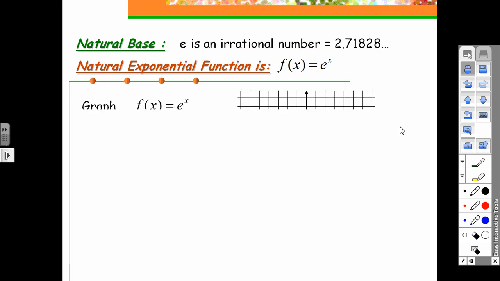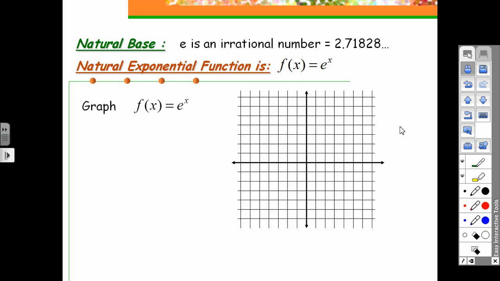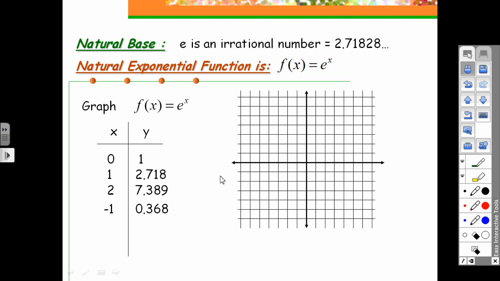Okay, so if you are asked to graph an exponential function with the base e, it's the same process that we did before. So if you plug in the numbers, obviously e to the 0 is going to be 1. e to the 1 is going to be 2.718. e squared is going to be 7.389. e to the -1 is just 1 over e, so that's 0.368.